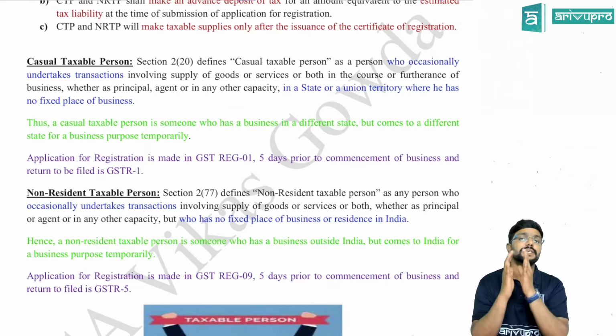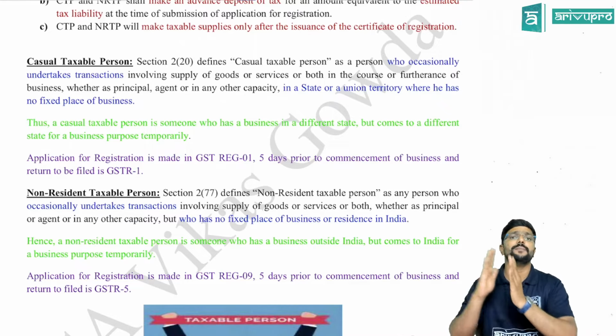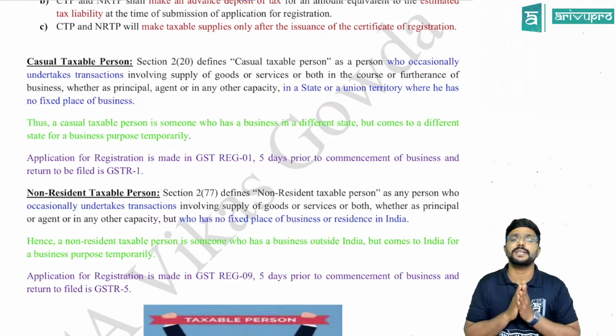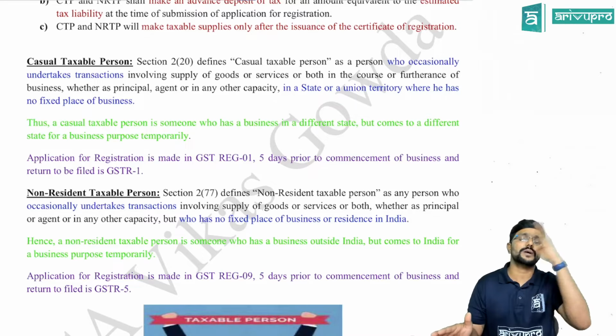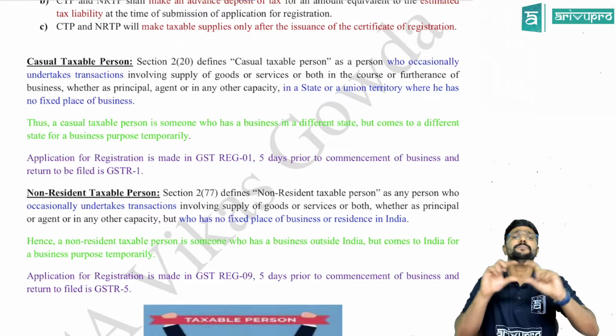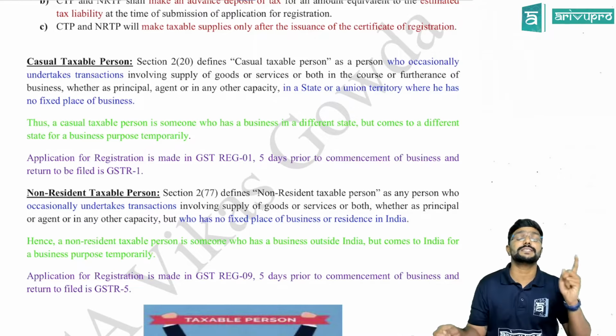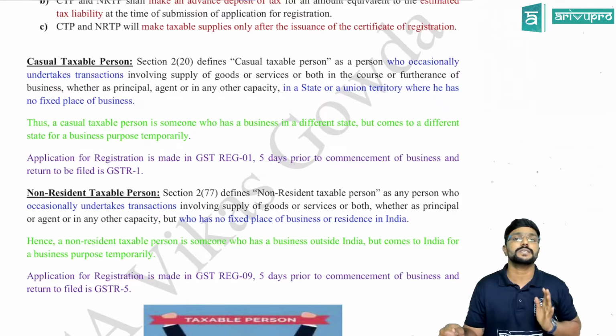In simple terms, a casual taxable person is a person who is carrying on the business regularly in a particular state where he has already taken the registration, but now is going to some other state for a temporary duration to carry on the business for a temporary period. So for that temporary period, he can take the registration as CTP in that particular state.